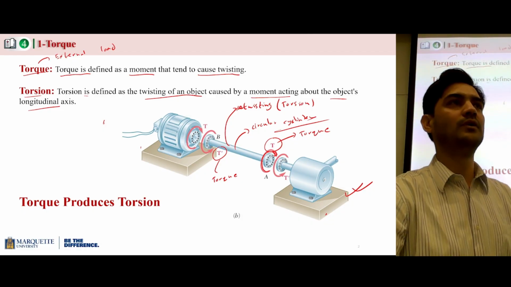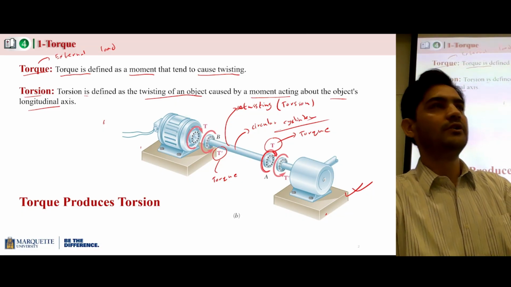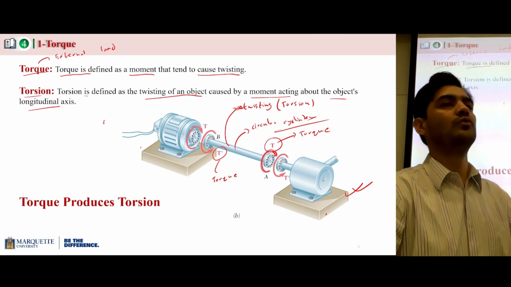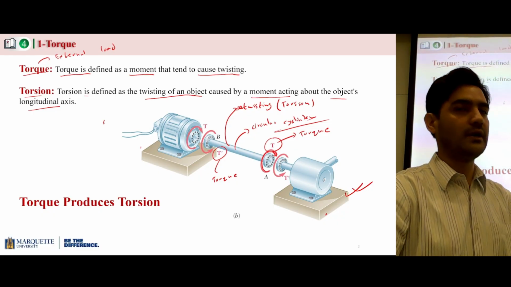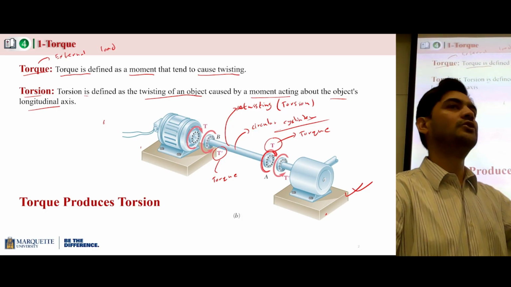Chapter 3 was about normal forces. In chapter 3, when you have force, you saw how to calculate stress, how to calculate strain, how to calculate elongation. Now the applied load will be torque. It will not be a force. So when you apply a torque, it will cause torsion.